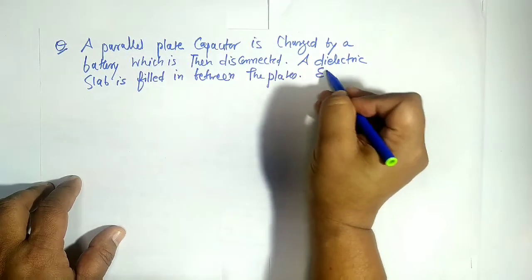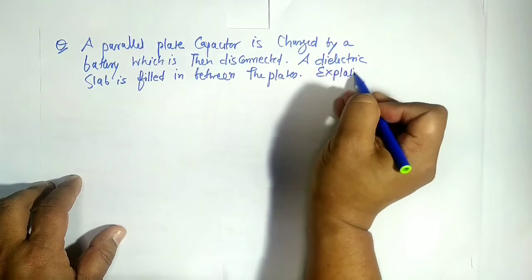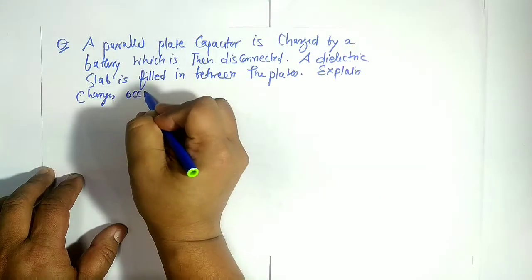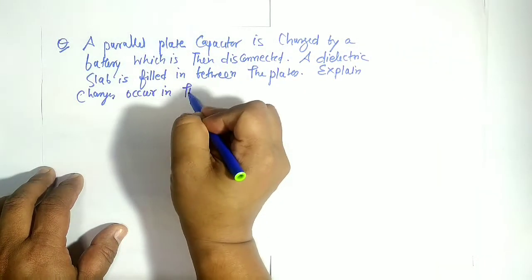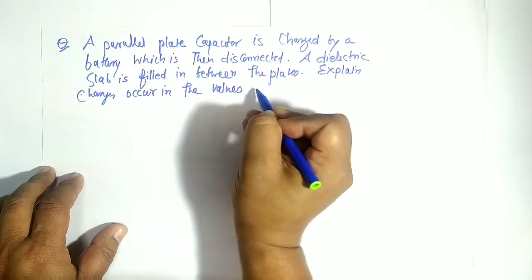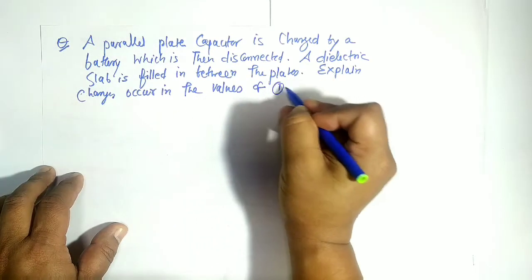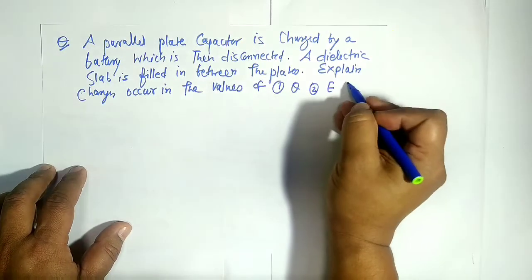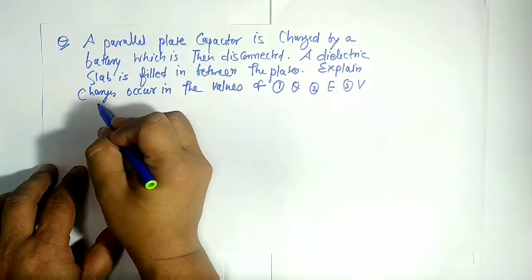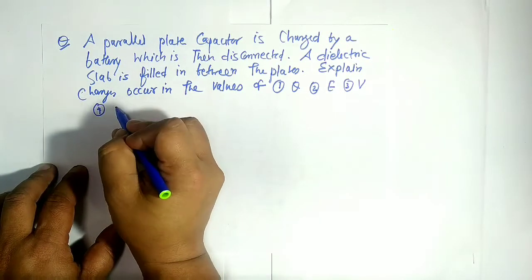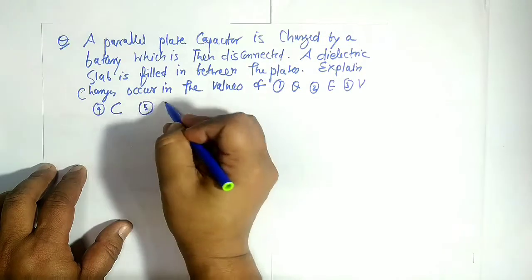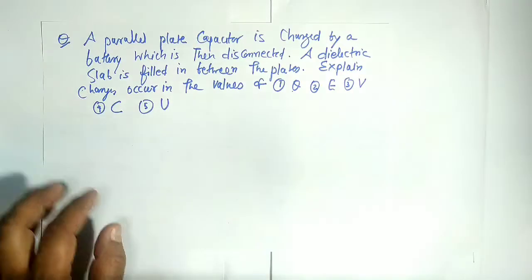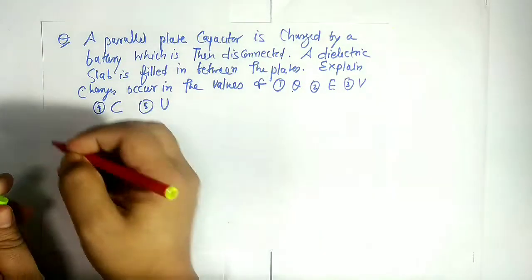Then explain what changes occur in the values of what? First, charge. Second, electric field. Third, potential difference. Fourth is capacitance. And fifth is energy. Charge, electric field, potential: five things are given and you have to find out what will be the change.